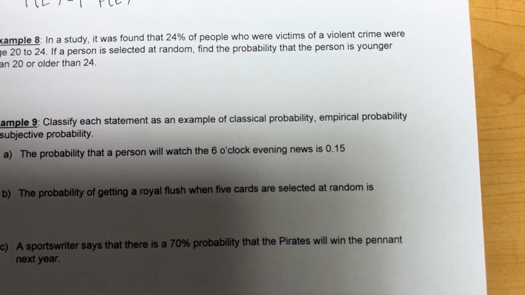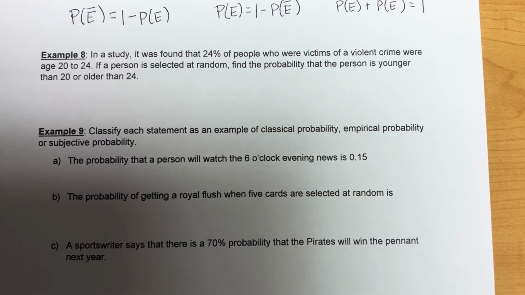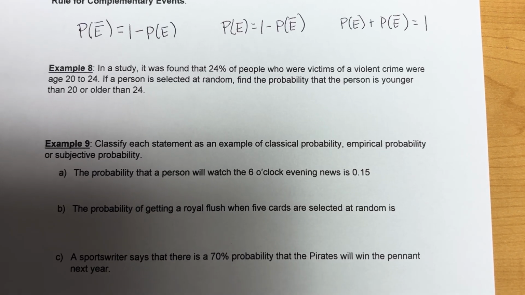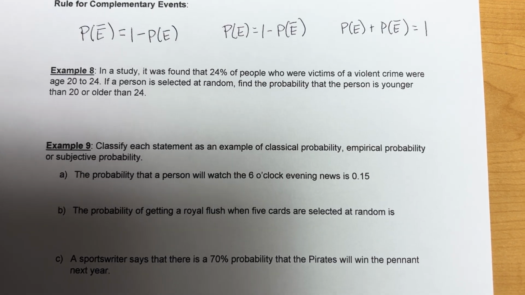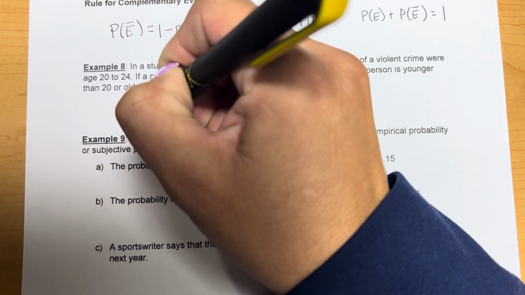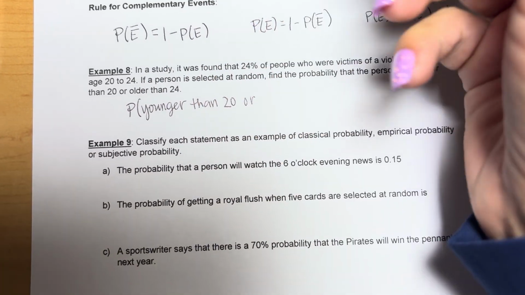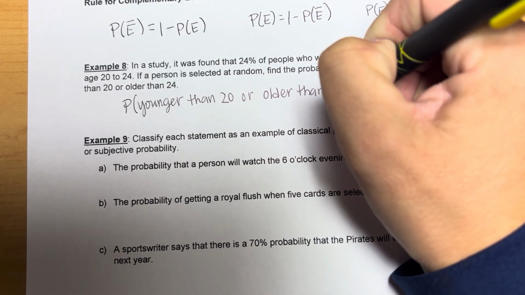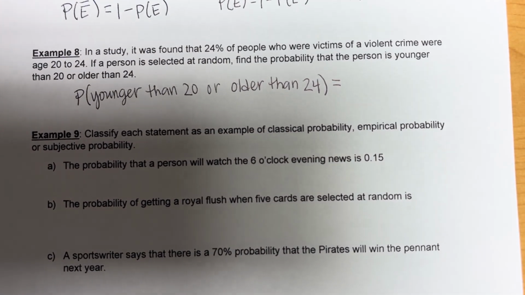All right, in a study, it was found that 24% of people who were victims of a violent crime were ages 20 to 24. If a person is selected at random, find the probability that the person is younger than 20 or older than 24. Okay, so let's write this down. Probability they're younger than 20 or older than 24. Okay, so this is how we would note this. And sometimes this is kind of long, what we have to write, but it should describe what we're looking at.